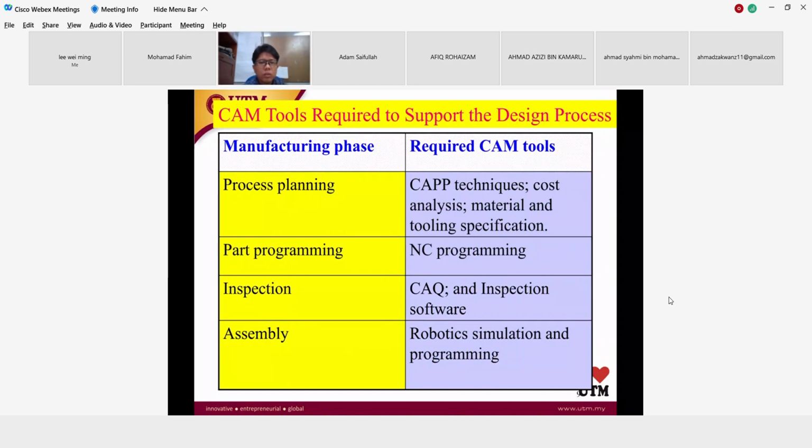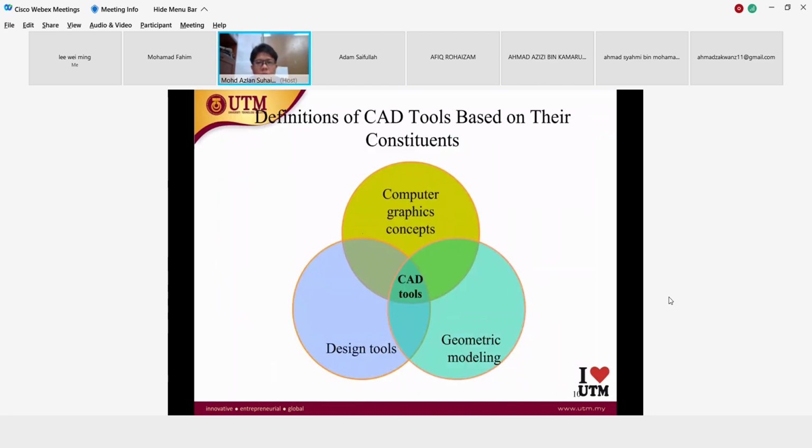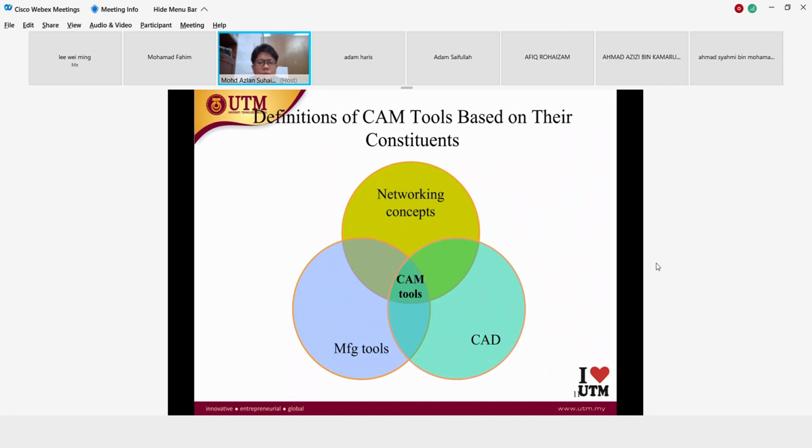So these are all the descriptions that we already discussed. If you have CAD, of course you need computer graphics concepts, geometrical modeling, and a design tool. Together, you have complete CAD tools. Similarly, for CAM, you need to have CAD as the input and networking. Networking means the CAM tools can communicate with machines, for example, and other manufacturing tools.